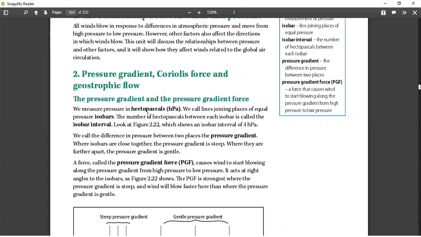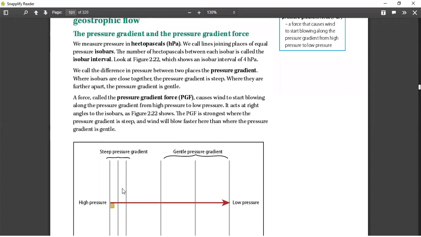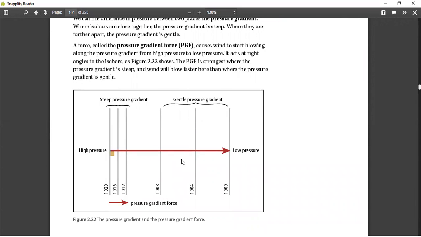So we measure pressure in hectopascals, HPA. We call lines joining places of equal pressure isobars, just like we call contour lines the lines joining places of equal height. The number of hectopascals between each isobar is called an isobar interval. So the isobar interval is the gap between each isobar as you move to the next one. If you look at figure 2.2, it shows an isobar interval of 4 hectopascals. This is figure 2.2, and this is the isobar interval, the gap between two isobars.